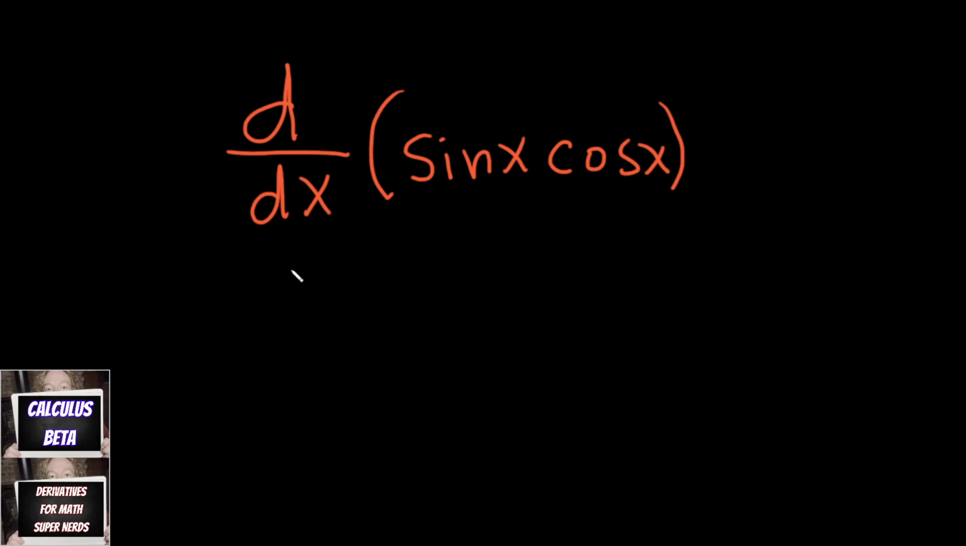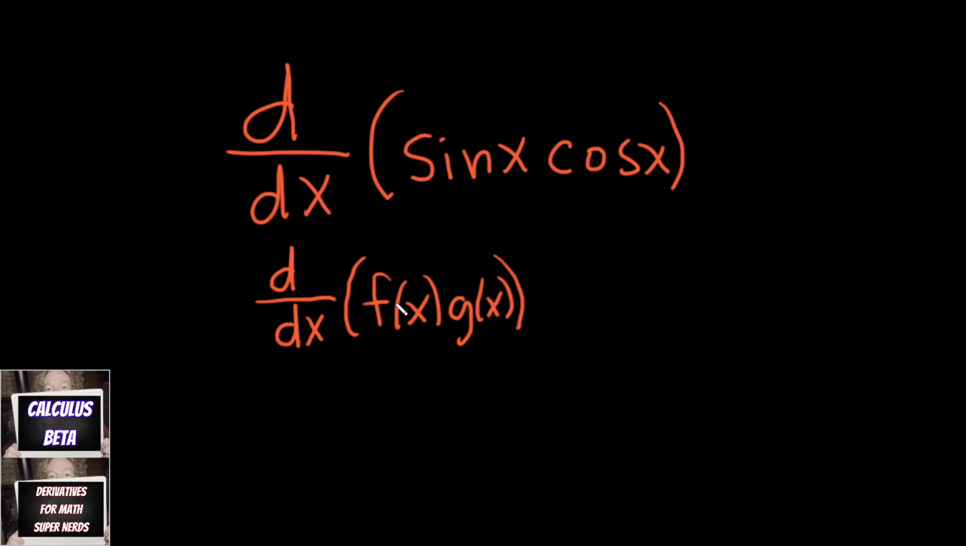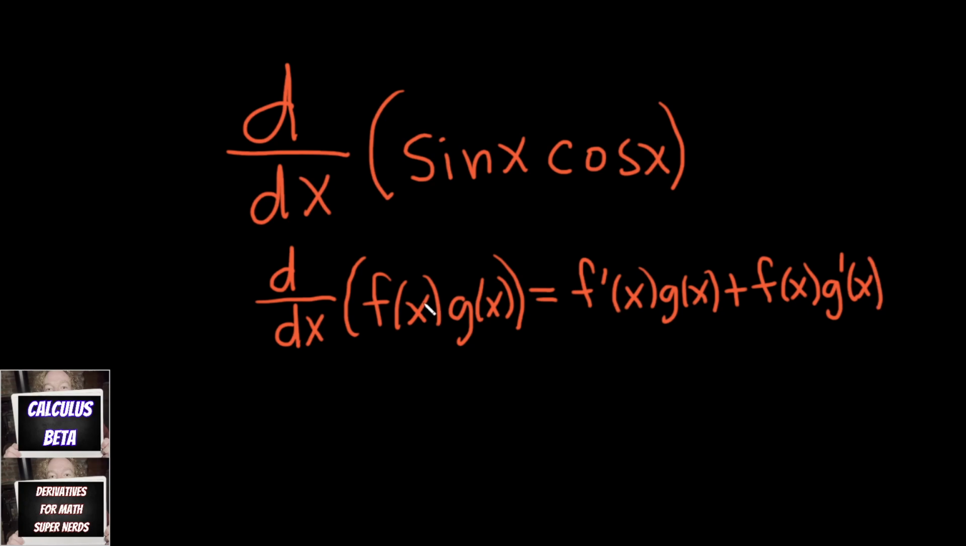So the product rule says if you have the derivative with respect to x, so d dx, of f of x times g of x, you can think of f as your first function and g as your second function. So it's going to be the derivative of the first times the second plus the first times the derivative of the second, just like that, right? Really nice. Very powerful rule.